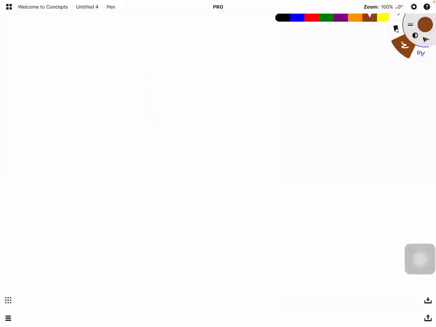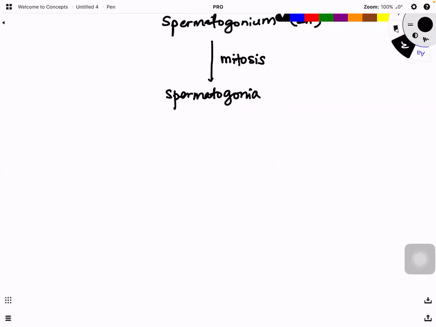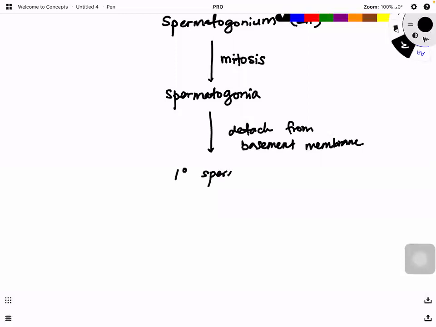Okay, so let me summarize for you guys. So spermatogonium is 2n. It carries out mitosis to form many spermatogonia. Okay, so some spermatogonia actually detach from the basement membrane. Then they develop into the primary spermatocyte.